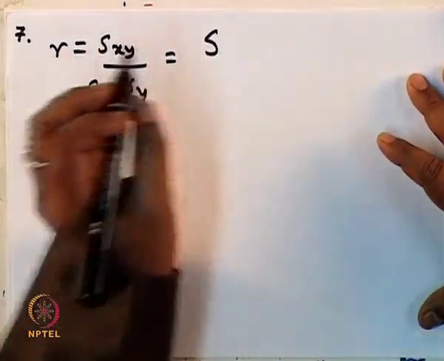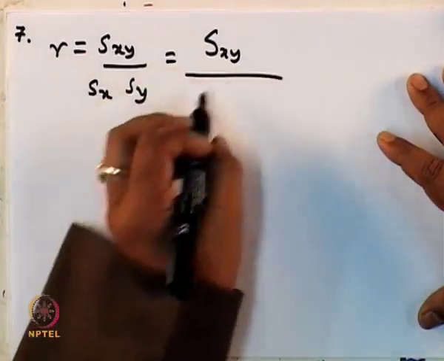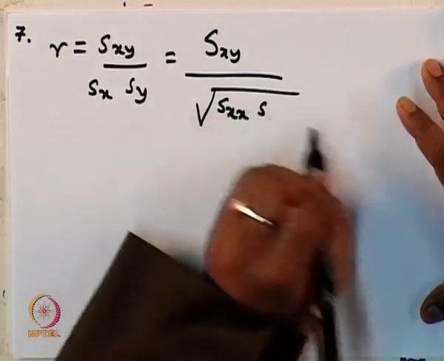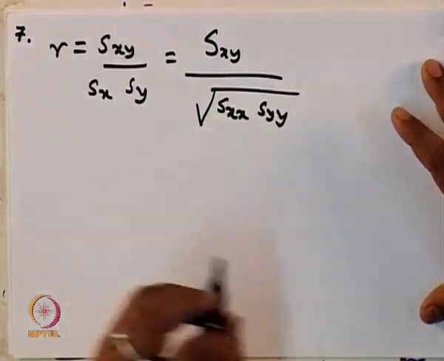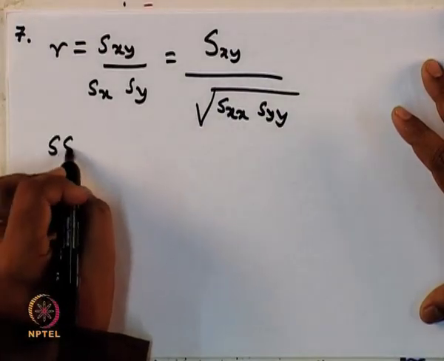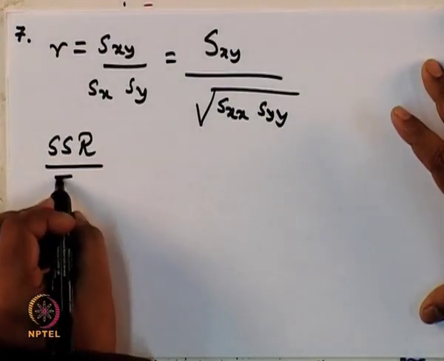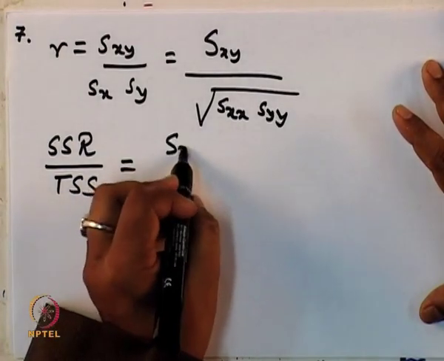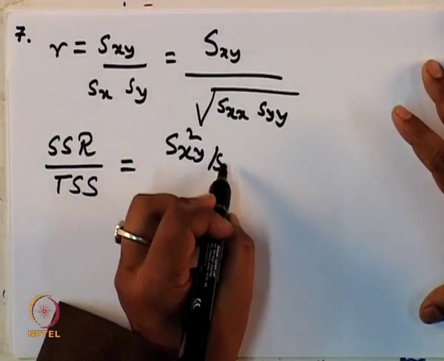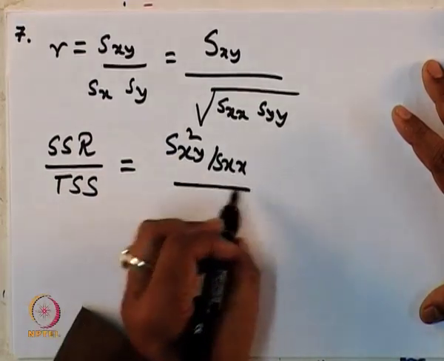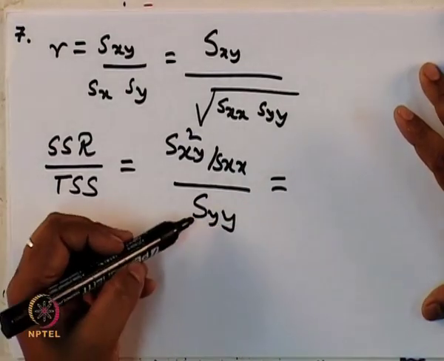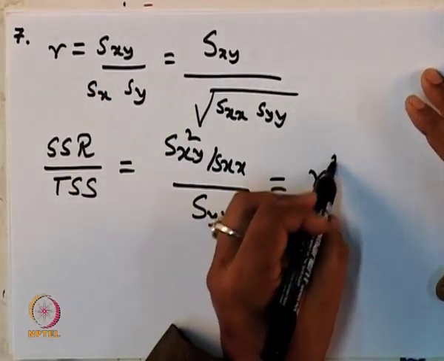This in our current language can be written as YY. Now, if you take the ratio SSR by TSS, what do you get? You get SXY square by SXX divided by SYY. And what is this? This is nothing but R square.